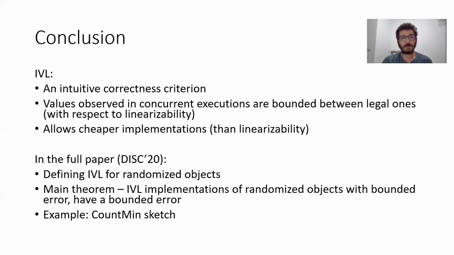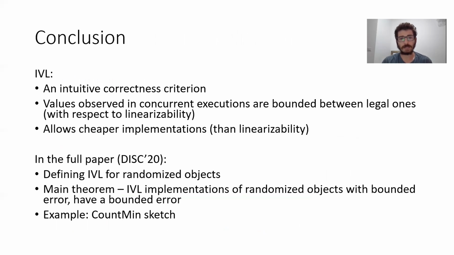To summarize, I presented IVL, an intuitive correctness criterion, in which the values observed in concurrent executions are bounded between legal ones with respect to linearizability. It also allows for cheaper implementations, sometimes inherently cheaper than linearizability.